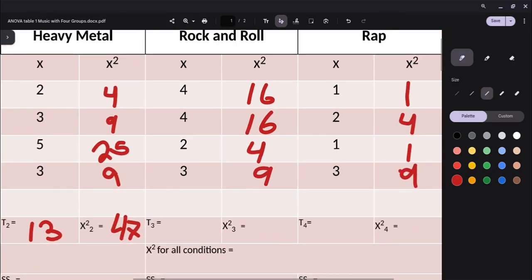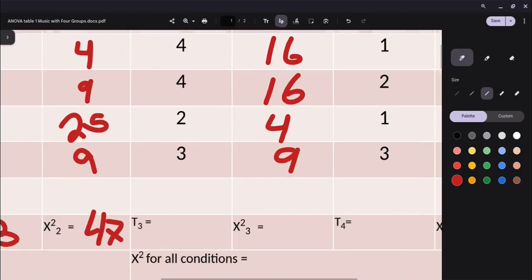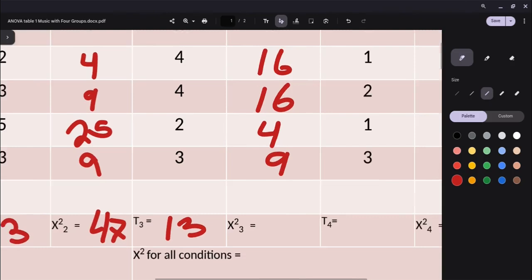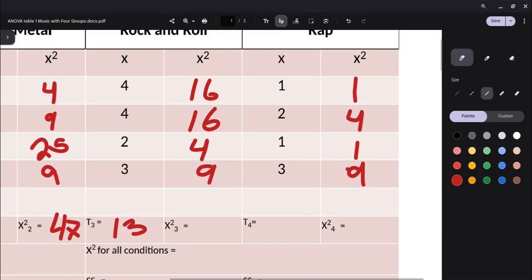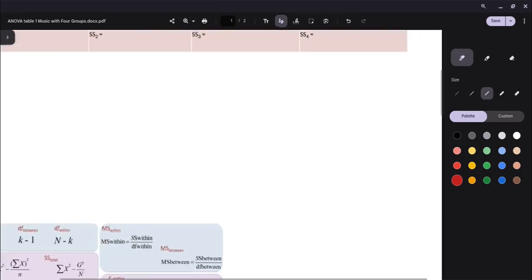T3 is 4 plus 4 plus 2 plus 3, yep, is 13. Let's go down again. 16 plus 16 plus 4 plus 9 is 45. And then our last grouping, 1 plus 2 plus 1 plus 3, 7. And then 1 plus 4 plus 1 plus 9, 15. Cool.